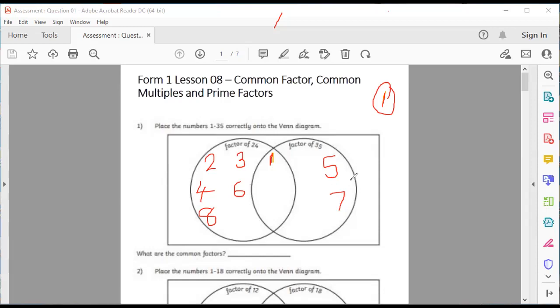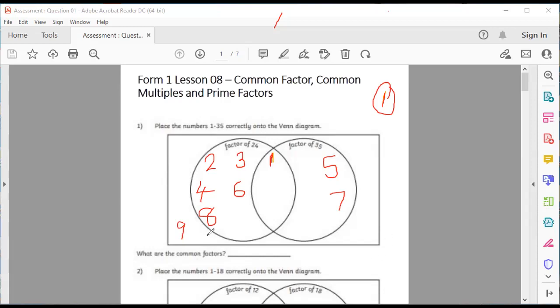And if they are common, that means they are factors of both numbers, then they will occupy the space in the middle. So we started with 1, of course, then 2, 3, 4, 5, 6 went here, 7 went to 35, 8 went to 24. Now the next number we are doing is 9. Where would 9 go? It cannot be divided into 24, and it cannot go into 35 either. So you put it outside the circle, but inside the rectangle. Do you see that? 9 is a factor, but it's not a factor of 24 or 35. It's a factor of other numbers, but it's still inside the Venn diagram.